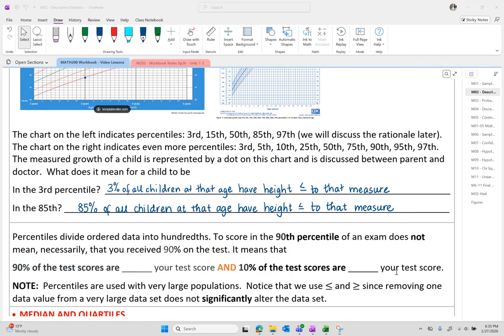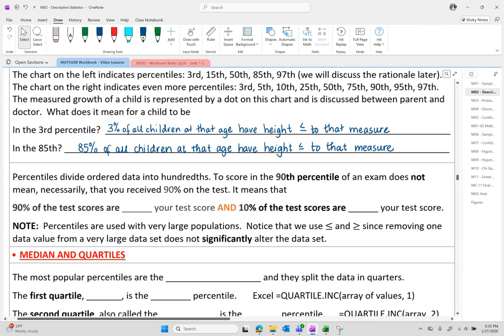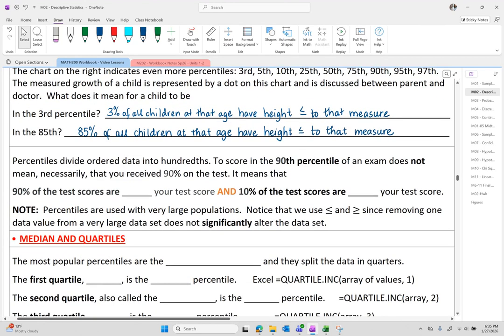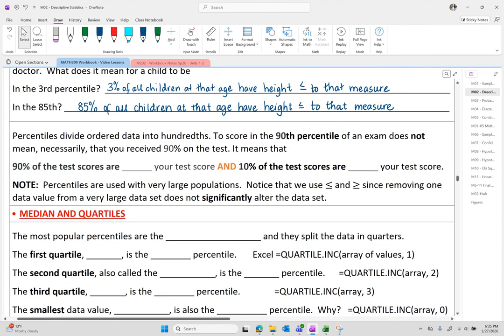Percentiles divide ordered data into hundredths. The score of the 90th percentile on an exam does not necessarily mean you received 90% on the exam, but it means that 90% of the test scores on that exam are less than or equal to your test score, and 10% of the test scores are greater than or equal to your test score.